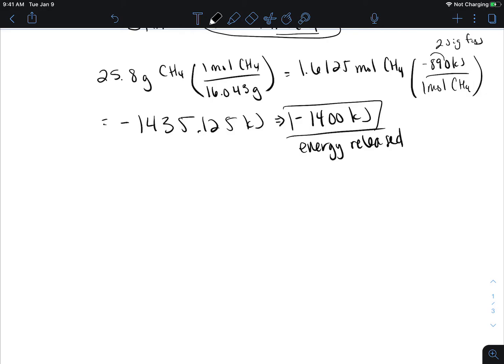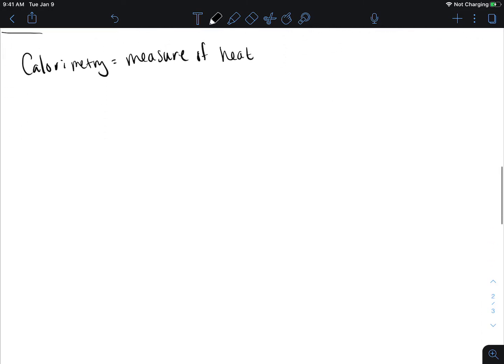Okay, a lot of times we're going to look at enthalpy when we look at calorimetry. So calorimetry, that's going to be our measure of heat flow. Remember that heat is going to flow from a hotter object to a cooler object. So we're going to be looking at that heat flow from the hotter object to the cooler object. Within calorimetry, we have something called a calorimeter. That is the device used to measure heat flow.